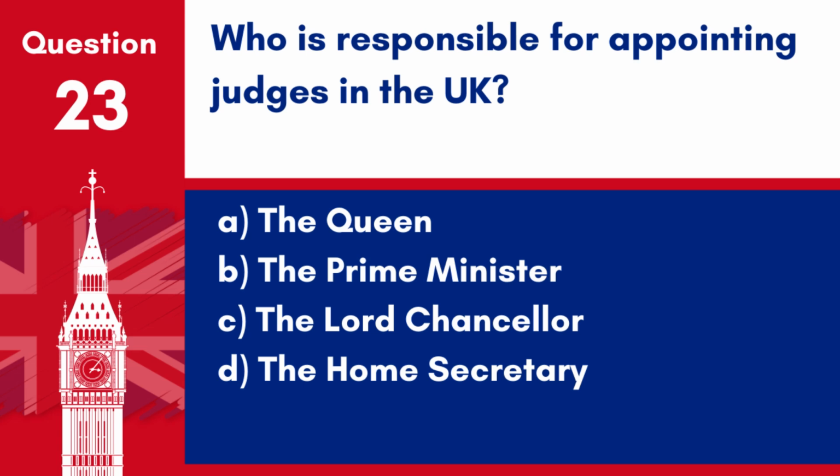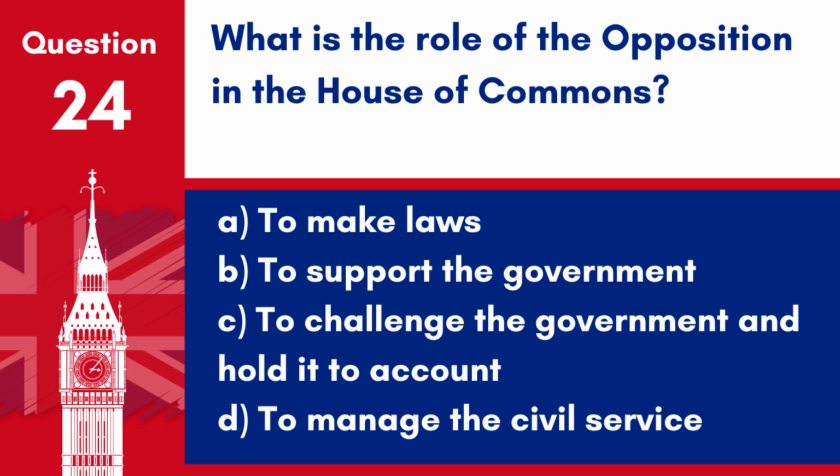Question 23. Who is responsible for appointing judges in the UK? A. The Queen. B. The Prime Minister. C. The Lord Chancellor. D. The Home Secretary. Answer C. The Lord Chancellor. The Lord Chancellor is responsible for the appointment of judges in the UK, although the process involves various bodies to ensure fairness and transparency.